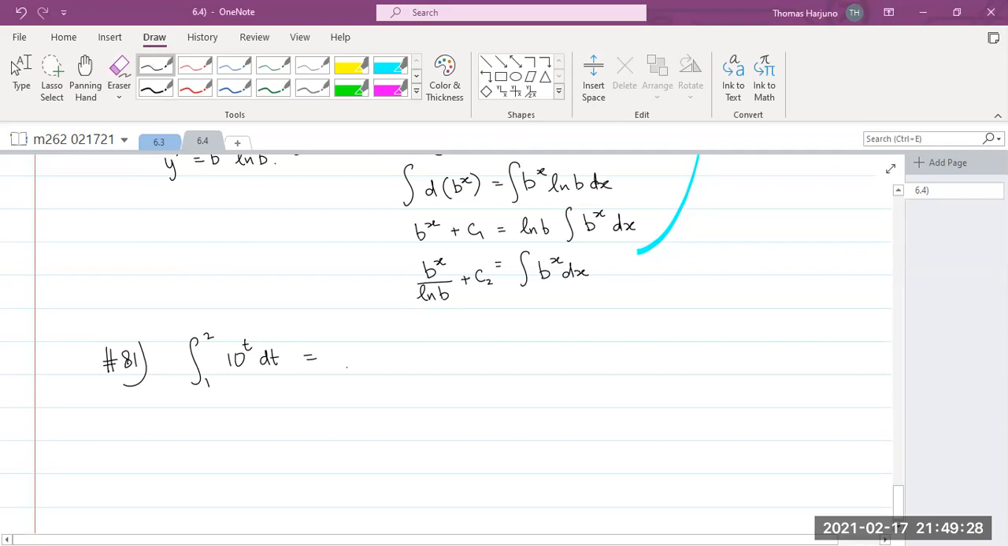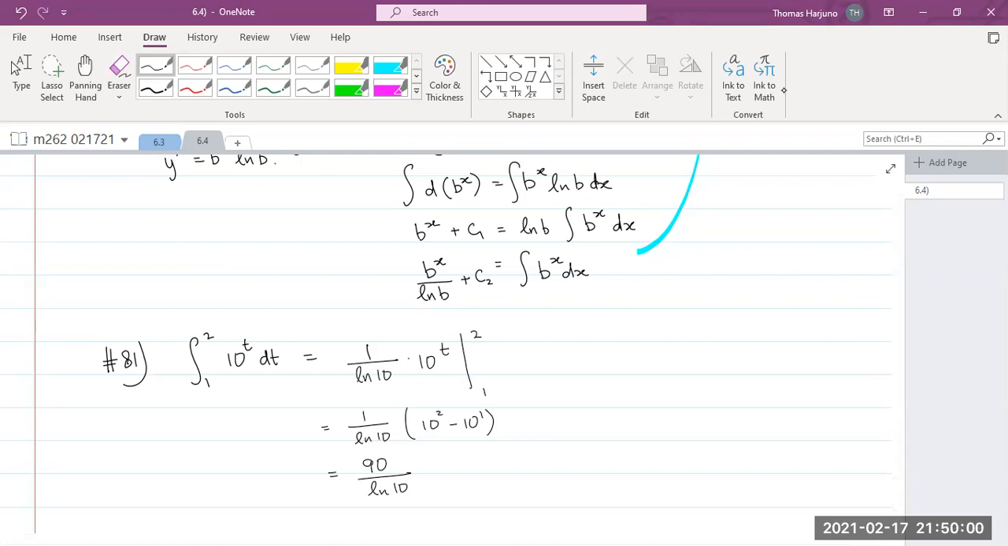Okay, now the integral of b to the x is 1 over natural log of b times b to the x, from 1 to 2. Okay, and then this is 1 over ln 10 times 10 squared minus 10 to the 1, that's 90. So 90 over ln 10. Okay, that's for number 81.